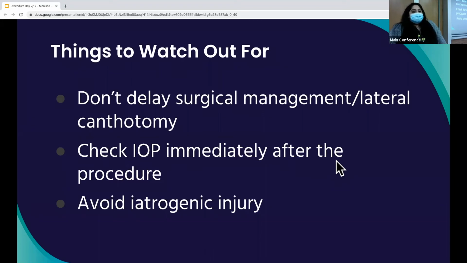What do we want to watch out for? The biggest thing is don't delay surgical management, mostly lateral canthotomy. If you're concerned that this patient has increased intraocular pressure that can be relieved by this, it's a vision-saving procedure. So any delays, including while you're trying to call ophthalmology, while you're trying to talk to the healthcare proxy, imaging, all of these things can be very costly. So if possible, try to do these concurrently. Try to get ophthalmology on board as you're setting up the procedure.